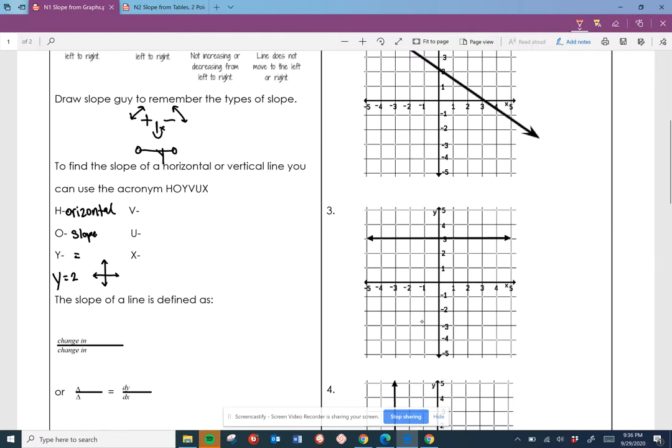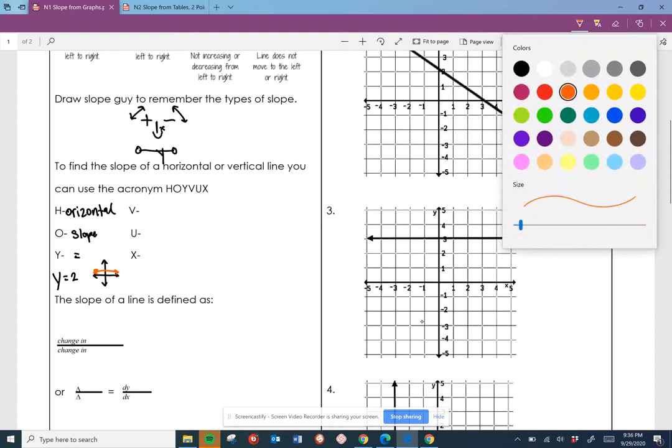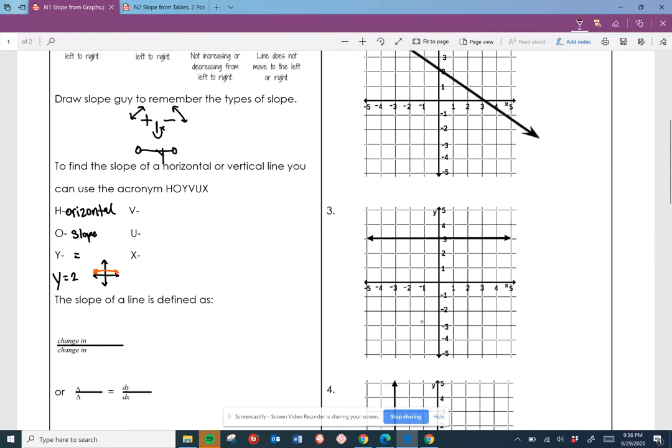And then over to the VUX section, V stands for vertical, U is for undefined, and then the X is for X equals. X equals is how we write the equations of vertical lines. So let's say if it said X equals 3, it would be a vertical line that passed through 3, like that, okay?